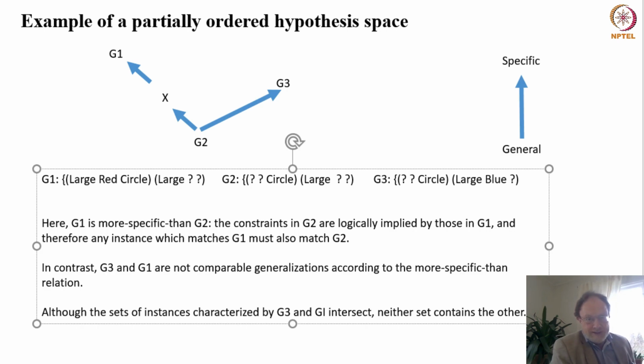But you can also see that, because of the way we defined this network through the more specific than relation, G1 and G3 are not comparable generalizations, even though the instances of G3 and G1 intersect. But the sets belonging to these two generalizations do not contain each other.